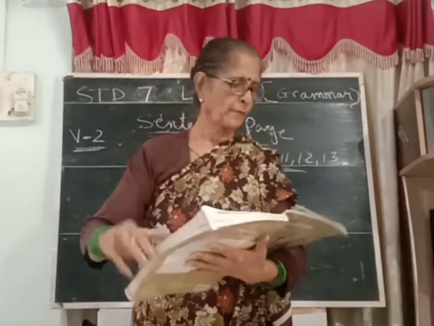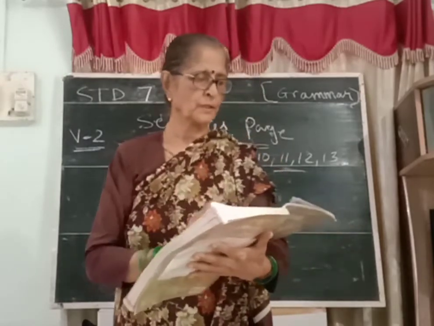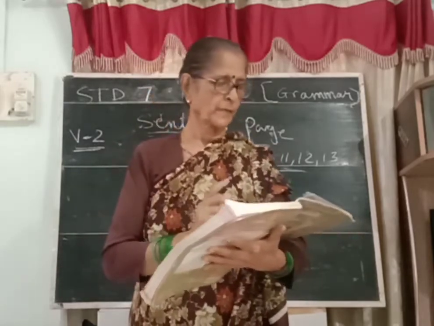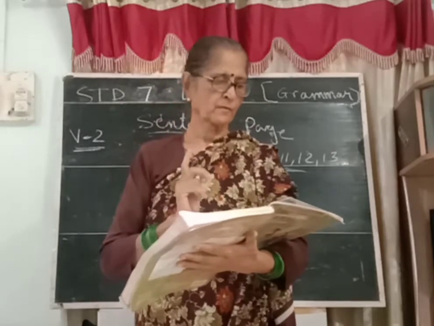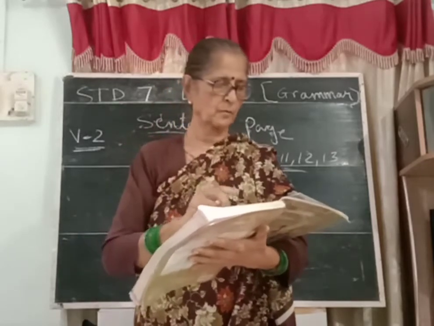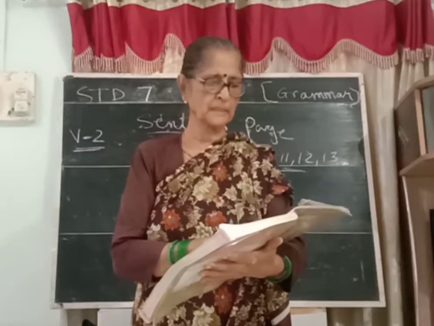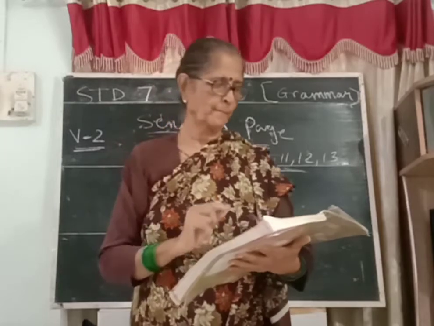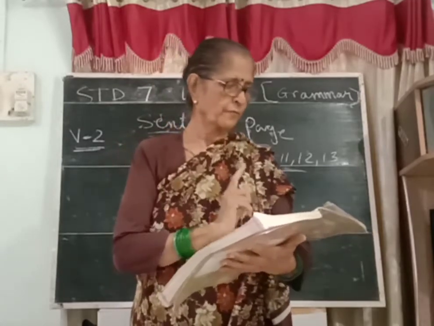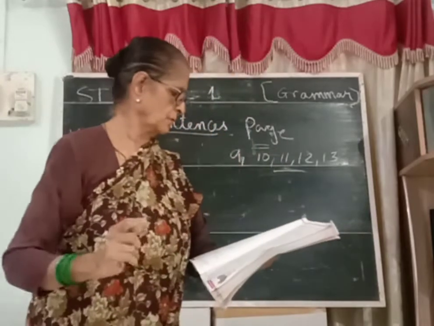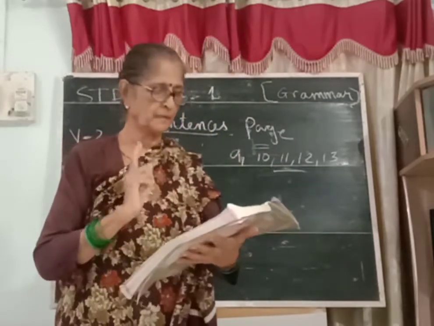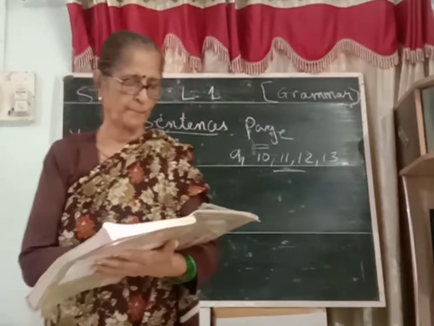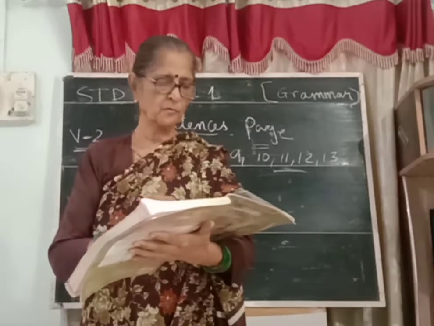Now, sentences that we use to ask questions are called interrogative sentences. Are you Mrs. Sharma? What are you looking for? See, question marks are there, okay? In interrogative sentences, two types are there: yes or no questions and WH questions. We should remember that in an interrogative sentence, we place the auxiliary verb before the subject and we always put a question mark at the end.